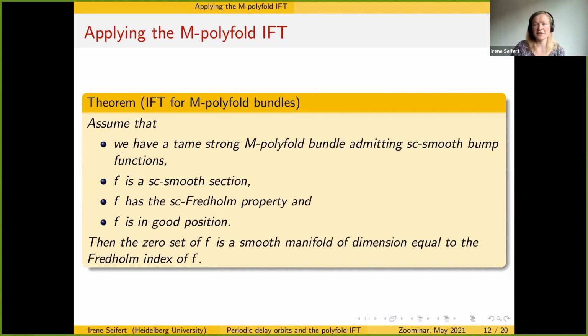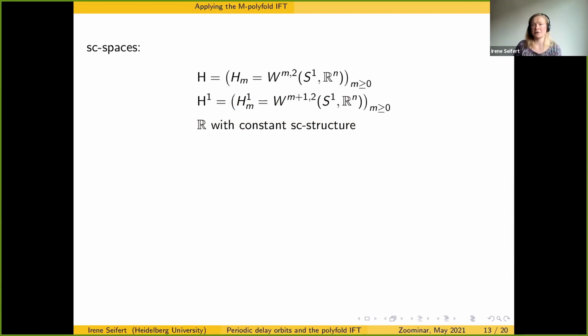So now, what do these objects look like in our setting? The scale spaces which we have are the ones which we have already seen in the classical setting. So one is the space of loops with the filtration of loops by higher regularity. One here is the shifted, more or less the same scale space, but shifted by one. So we start with W^{1,2} loops and then have the same filtration. And R with its constant scale structure. So all the spaces in the filtration are R, and the inclusion is indeed compact and dense.